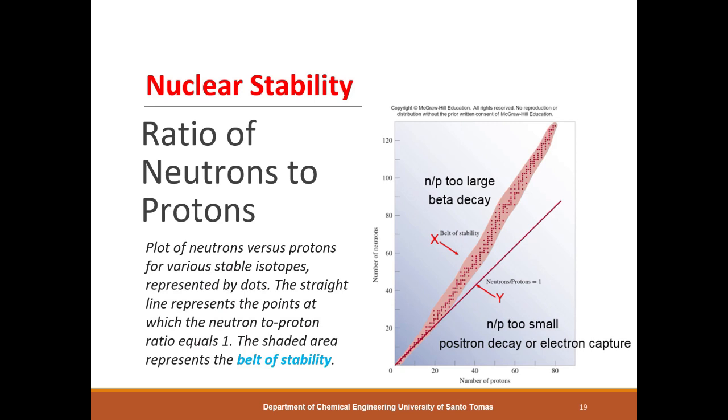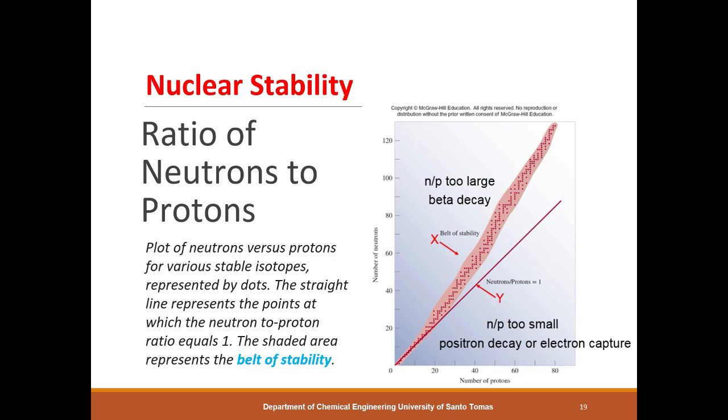More on nuclear stability. The figure shows a plot of the number of neutrons on the y-axis versus the number of protons on the x-axis in various isotopes. The stable nuclei are located in an area of the graph known as the belt of stability. Most radioactive nuclei lie outside this belt.